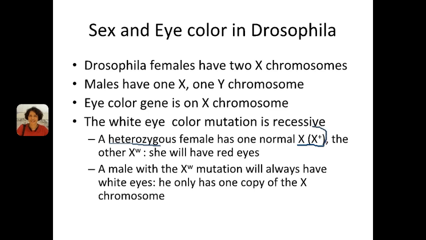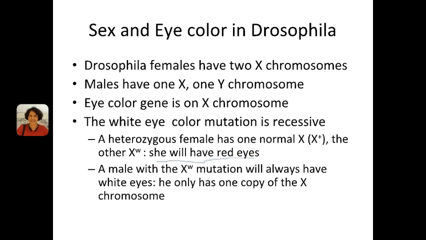is denoted as X plus, and the other one is denoted as XW. So that X chromosome has the white mutation. That heterozygous female will have red eyes because the white mutation is recessive, and the allele on her normal X chromosome is dominant over the recessive mutation.